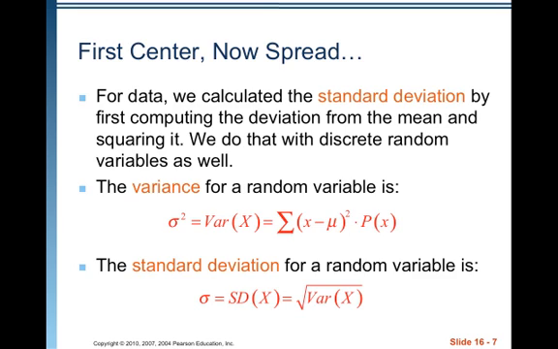For data, we calculated the standard deviation by first computing the deviation from the mean. So y minus y bar or x minus x bar, each observation from the mean of the data, and then we squared it. We'll do the same thing with discrete random variables as well. So the variance for a random variable is sigma squared, so sigma squared equals the variance of x equals big sigma of x minus mu squared. There's our square of the deviations times p of x. The standard deviation then is just the square root. So you take the square root of the variance of x, and that'll give you standard deviation or SD of x.